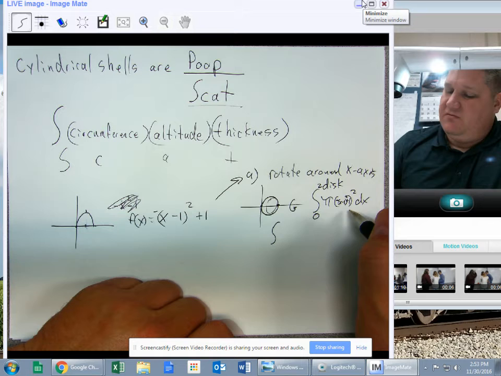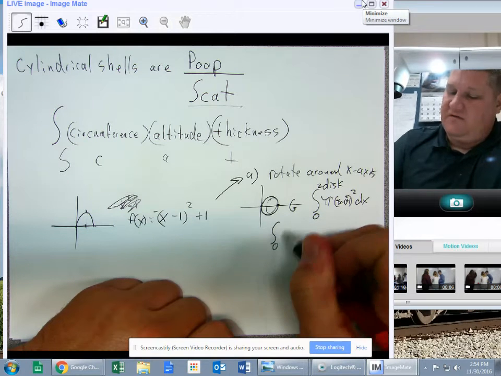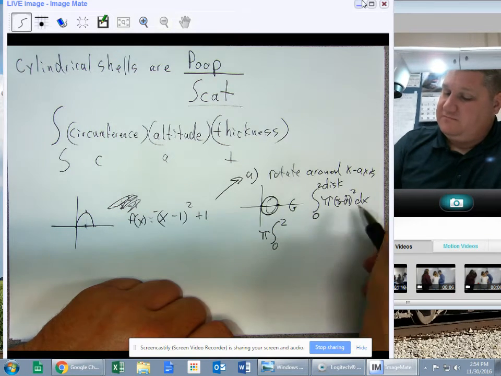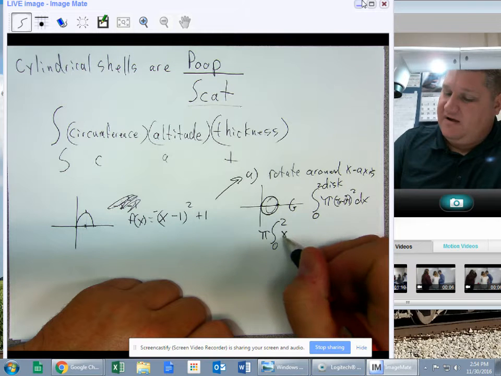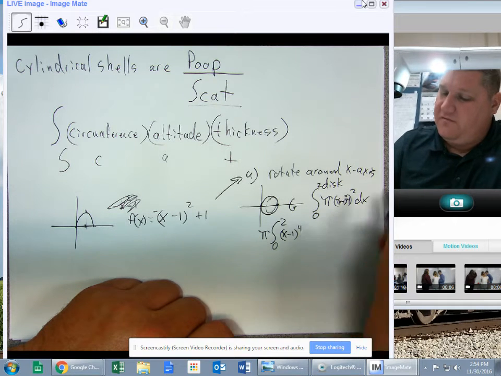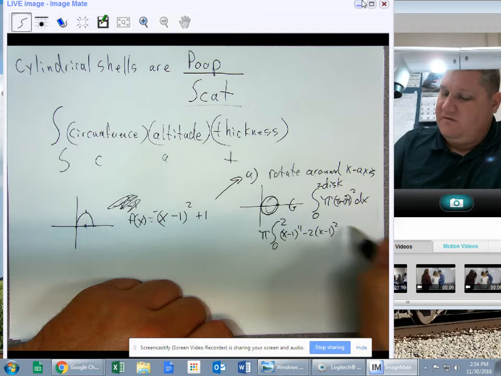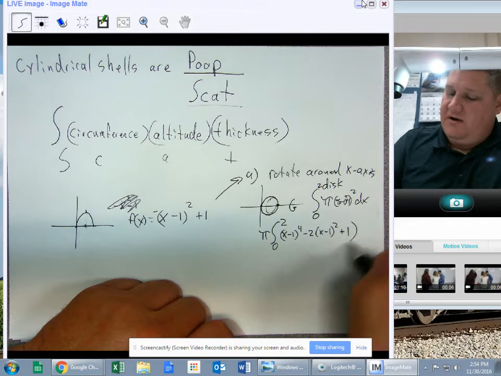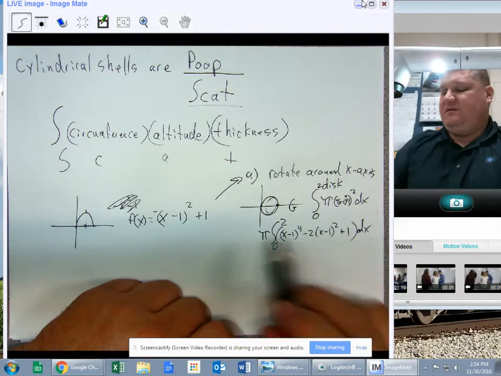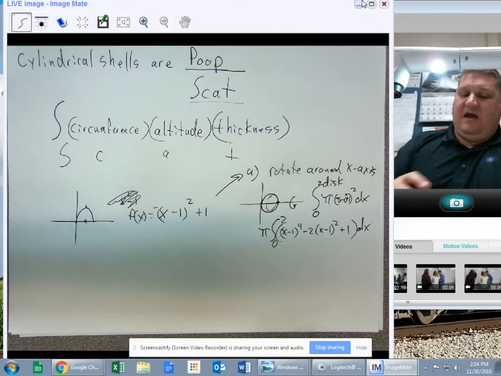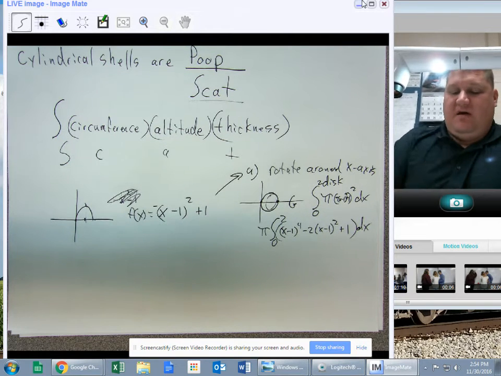So you would end up with the integration from 0 to 2 of pi out front, times (x minus 1) to the fourth, minus 2 (x minus 1) squared, plus 1, all dx. If I went to the trouble to FOIL it out, it wouldn't be that big a deal. You can do it by hand. Okay, that's using the disk method.